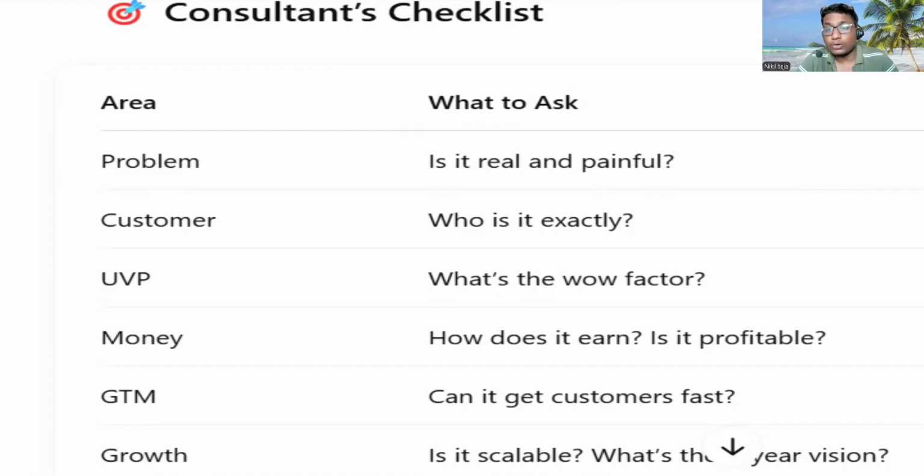Money: how does it earn? Simple, guys. It's nothing but a business model. How the company earns, how the company generates revenue, as well as how the company generates profits.